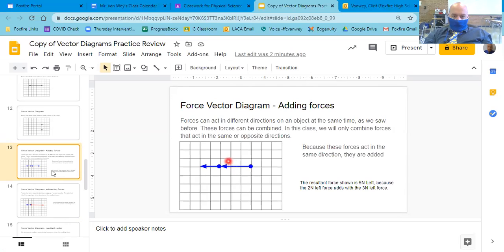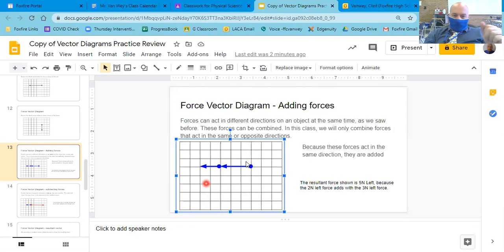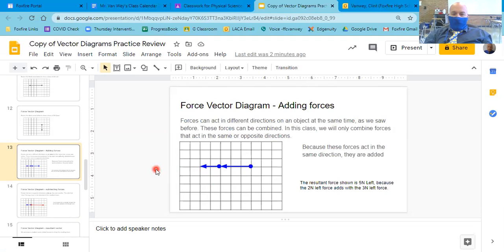Okay? Here I have a 1, 2, 3 Newton force, and I have a 1, 2 Newton force. They add together. That gives me 5 newtons to the left. They're both acting on the left.